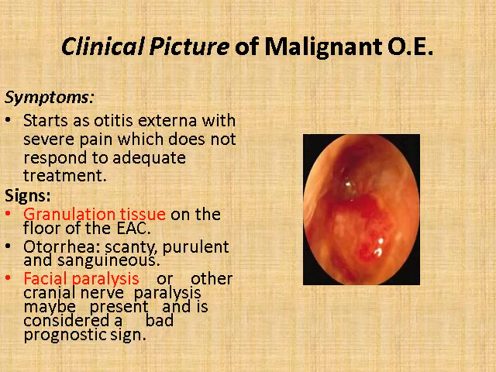What are the signs upon examination that you can see? On the floor of the external auditory canal, you can see granulation tissue caused by the bone erosion. You can see discharge, otorrhea, purulent, sanguineous, and scanty. Also, facial palsy and other cranial nerves can be affected, especially the last 4 cranial nerves that can be affected at the jugular foramen, and this is considered a bad prognostic sign.